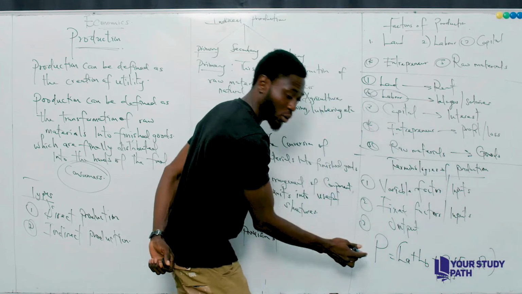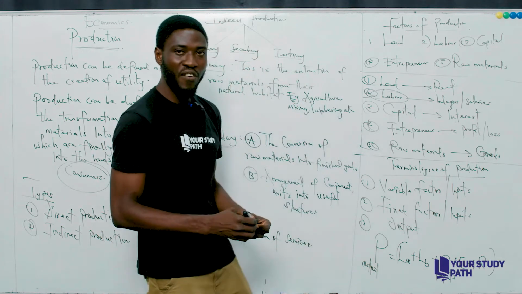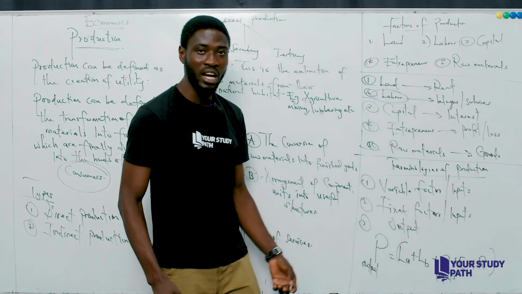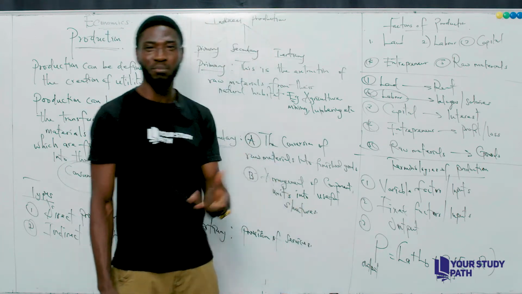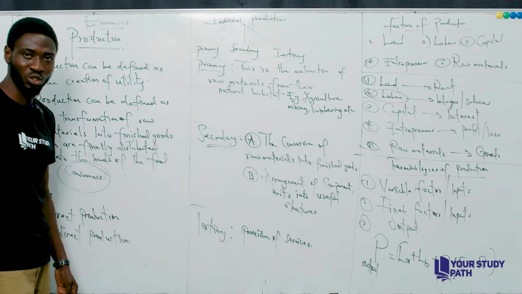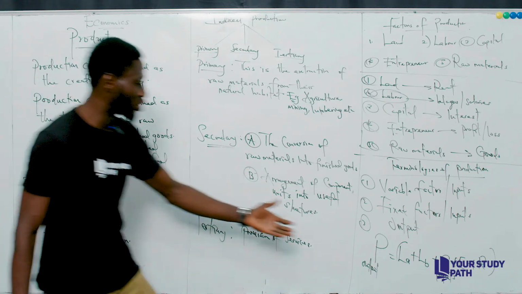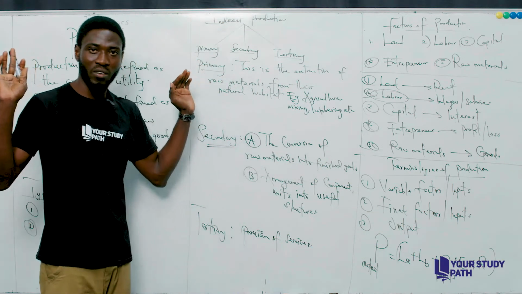Then I can call this production here output. So it means that if I've combined input together, it gives me an output. Now the output I have here is my production. So herein lies another definition for production. I can say production is the combination of inputs to get an output. Full stop. That's all. Very simple.